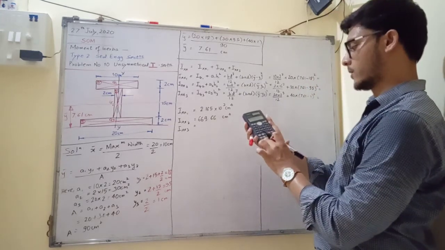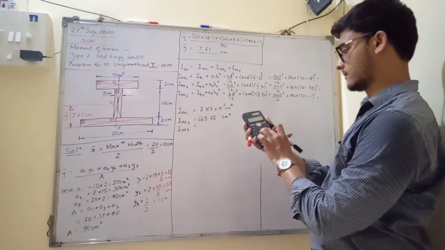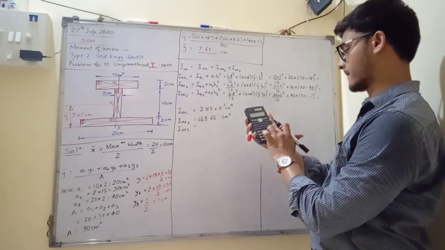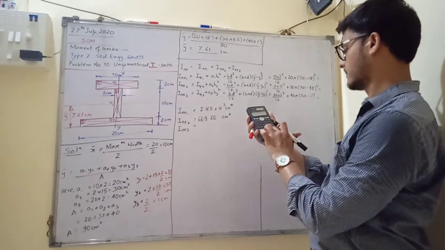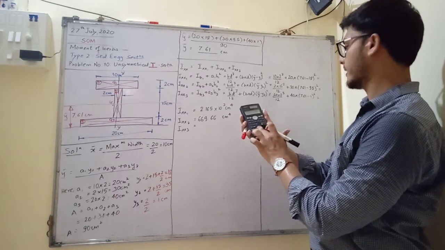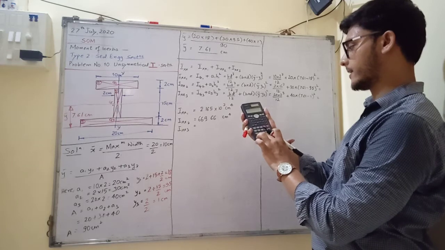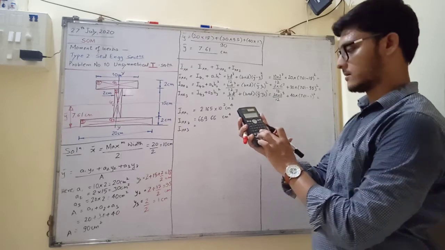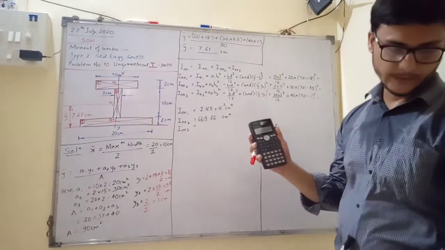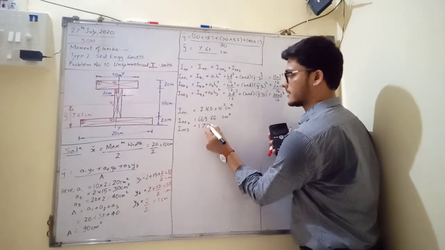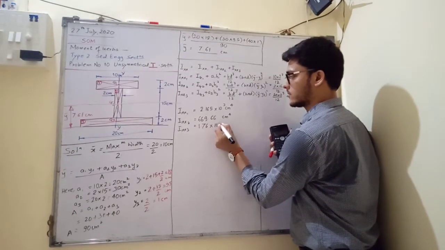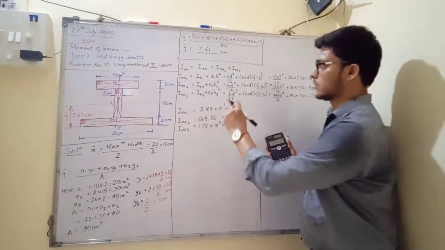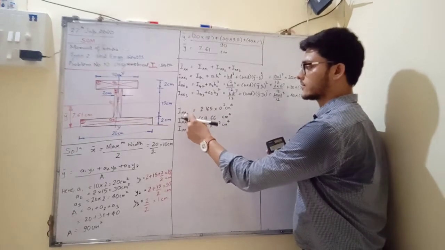Third, 20 into 2 cube divided by 12 plus 40, area is 40, into y bar minus y3, sorry, 7.61 minus 1 the whole square. 1.76 into 10 raised to 3 centimeter raised to 4. So these are the values of Ixx1, Ixx2, Ixx3.